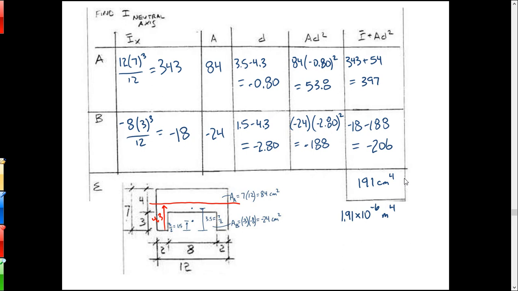So for the overall rectangle, it's 12 by 7 cubed over 12, it's 343. The area is 84, the offset distance is negative 0.8. But again, when you square the negative 0.8, the negative's inside the parentheses. So that becomes a positive 53.8 when you take AD squared. Just add it to the 343, you get about 397.